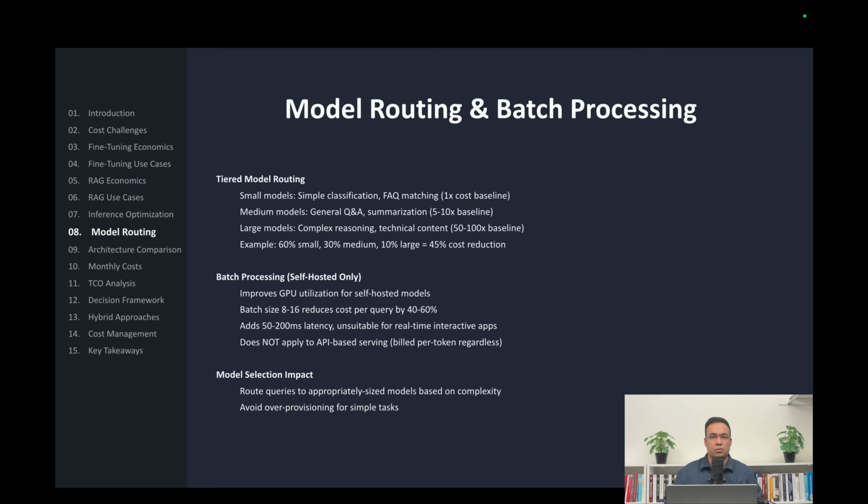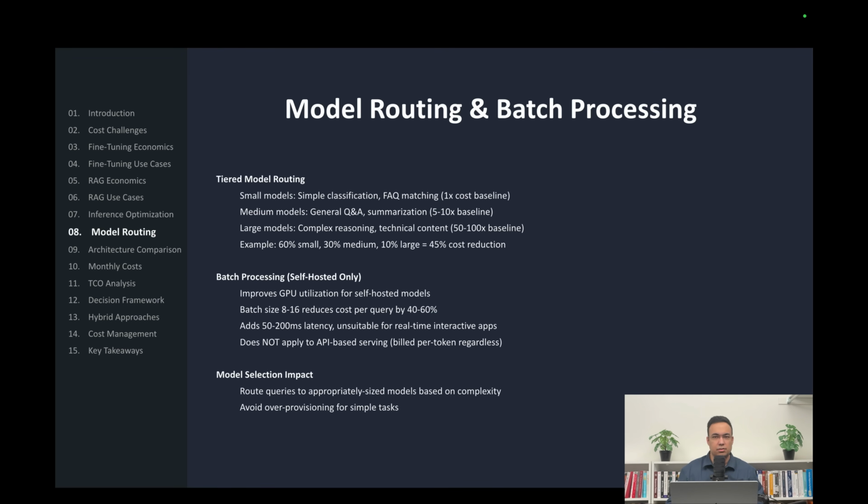This is pretty critical as well. Batch processing only applies to self-hosted models, not API-based serving. Batching improves GPU utilization for self-hosted models because you're processing multiple queries in parallel. A batch size of 8 to 16 can reduce cost per query by up to 40 to 60% because you're amortizing the model loading overhead across multiple requests. However, it does add 50 to 200 milliseconds of latency while you wait to accumulate a batch, making it unsuitable for real-time interactive applications.